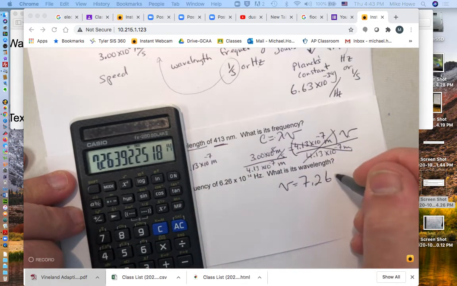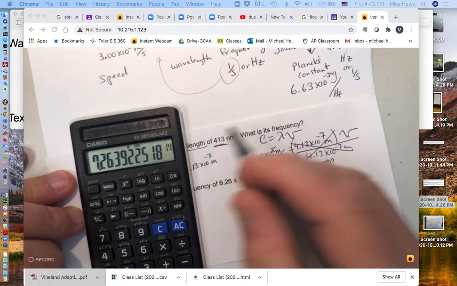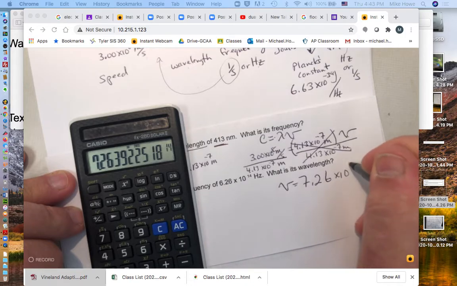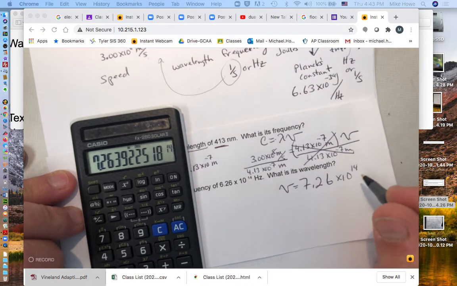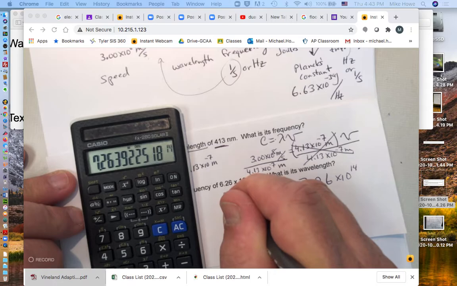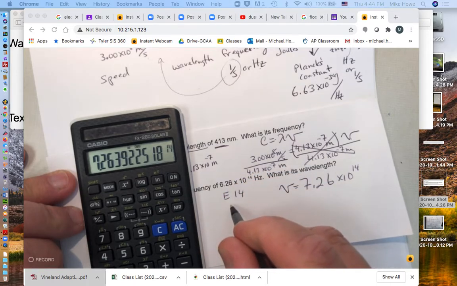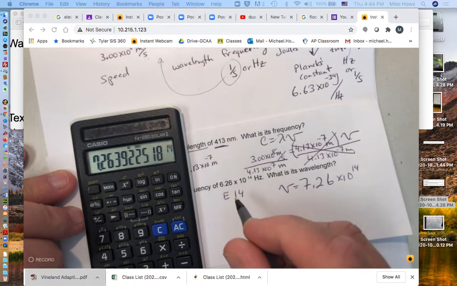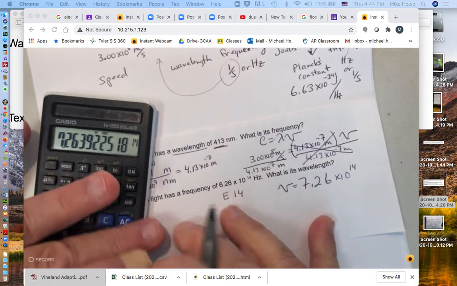We're going to have 7.26, and then see that little elevated 14, that means times 10 to the 14th. On your calculators, it may say E14, and E means times 10. All right, now let's talk about the units.